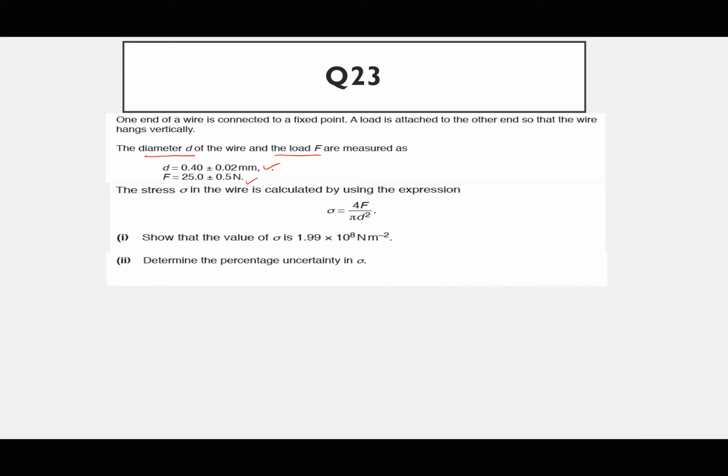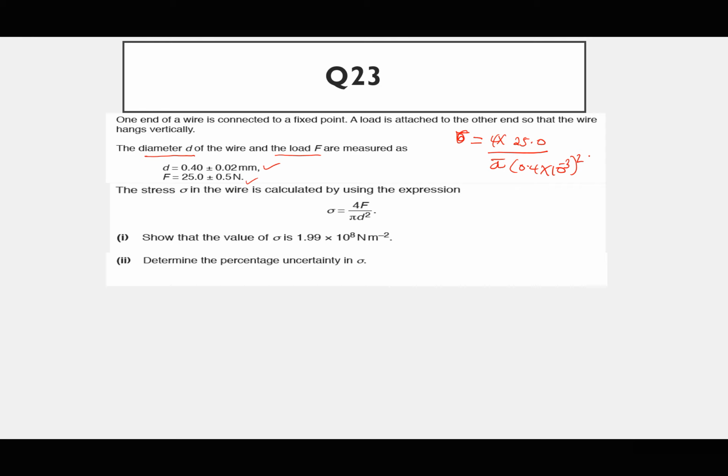The stress sigma in the wire is calculated by using the expression that shows the value of sigma is that. So here I just substitute. The sigma equals 4 times F, 25.0, divided by pi times D, which is given as 0.4 but in millimeters, so times 10 power negative 3, and this is squared. I press my calculator. You can press yours.